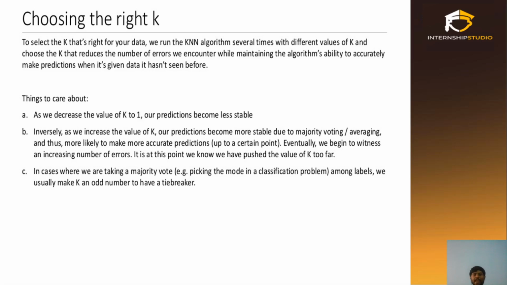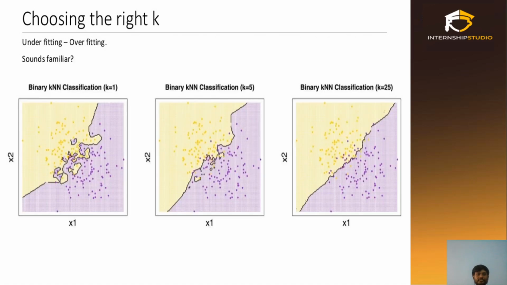But as you keep on increasing your k value, at some point you will observe that your accuracy starts decreasing. Then you have to understand that you have pushed your k value too far, and you have to stop there. So you have to find a sweet spot of k, which is the optimal one. And we have to make sure that the k value is always an odd number, so as to avoid the tiebreaker condition.